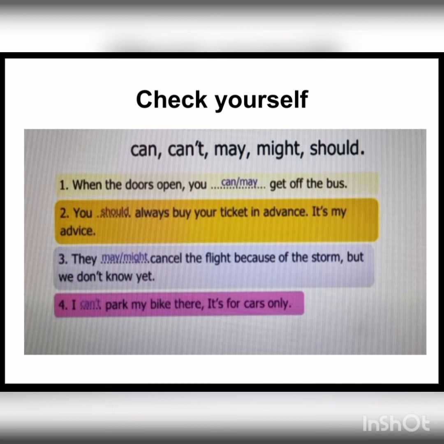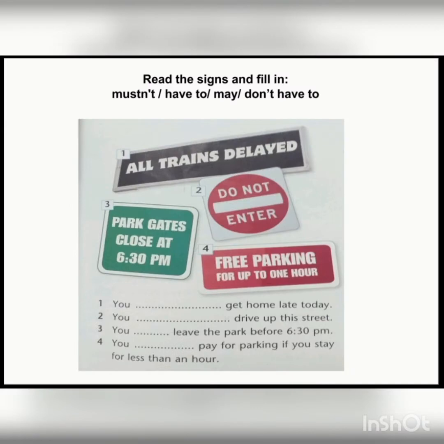Number 3. They may or might cancel the flight because of the storm, but we don't know yet. Good for you. Number 4. I can't park my bike there. It's for cars only. Yes, you're right. Good job. Next activity. Read the signs and fill in.